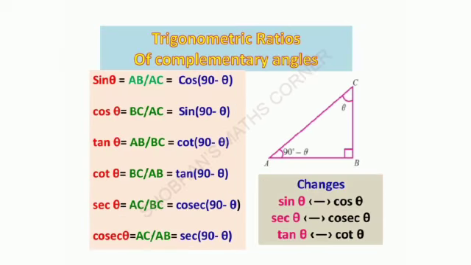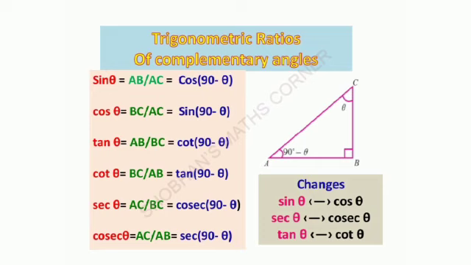Next, trigonometric ratios of complementary angles. First of all, what are complementary angles? You know that very well. If two angles add up to 90 degrees, then they are called complementary angles. Suppose A plus B is equal to 90 degrees, then A and B are called complementary angles.